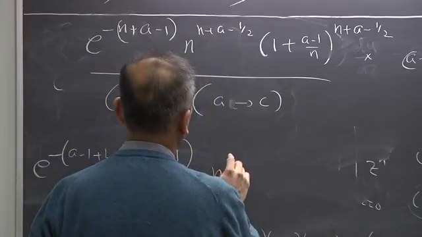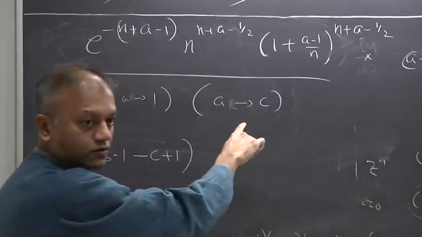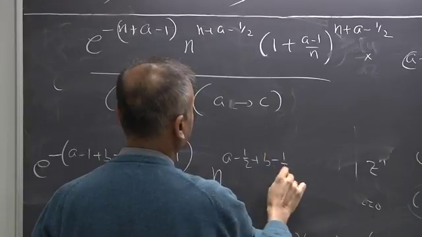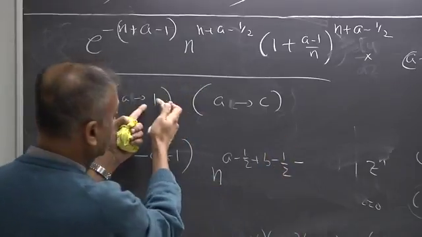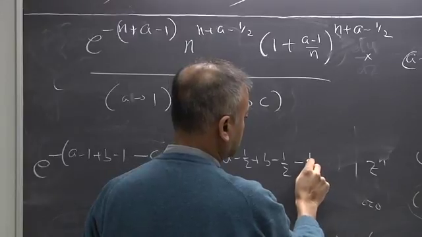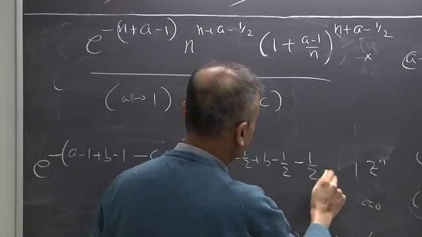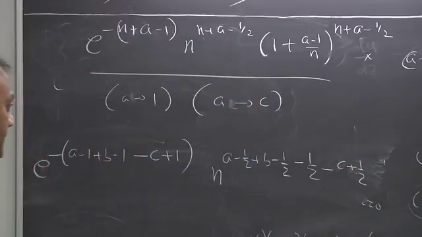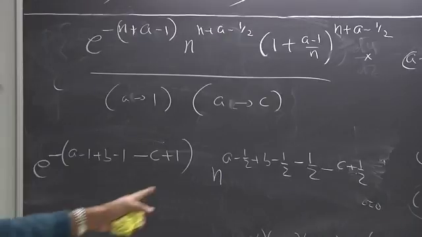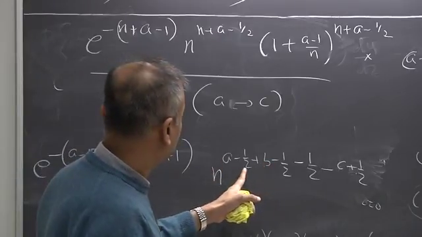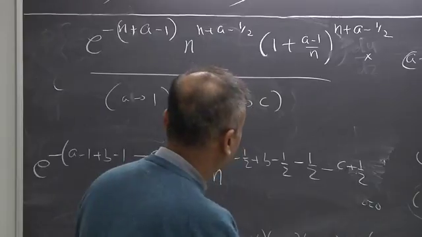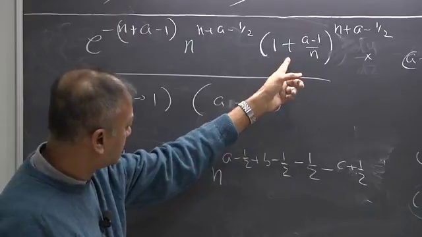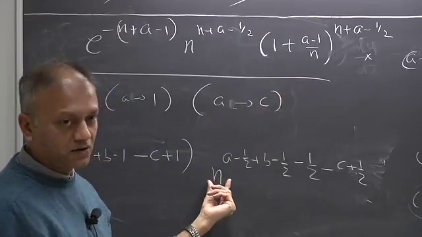So you have n to the power of, again, n to the n will cancel from 4 terms. So you get here n to the power of a minus half plus b minus half minus 1 minus half, which is minus half, and then minus c plus half. This is a plus b. So that's the n power. And then there will be these factors. But I don't think they're so important. We don't need to worry so much about it. It's mainly the n power which is important.